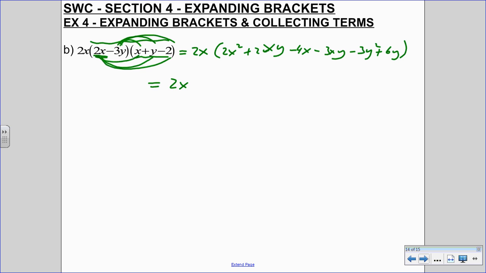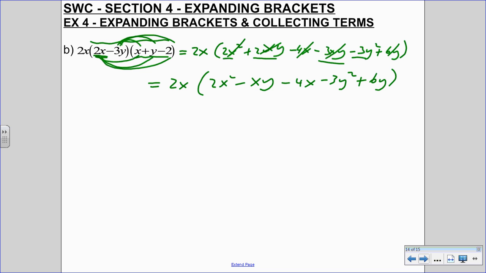Collect terms first. So what have we got? 2x squared, looks like that's the only one. Again, tick them off if you want. Plus 2xy minus 3xy, well there's minus xy then, tick those off. Minus 4x seems to be the only one there. Minus 3y squared is the only y squared around. And the 6y, that's the only y around. So now we can finish off.